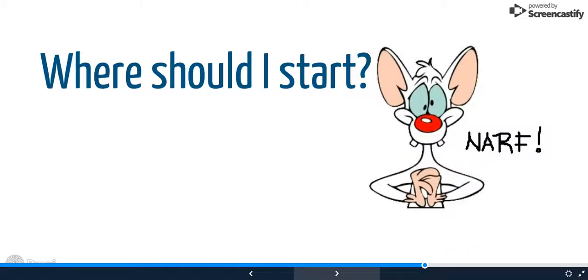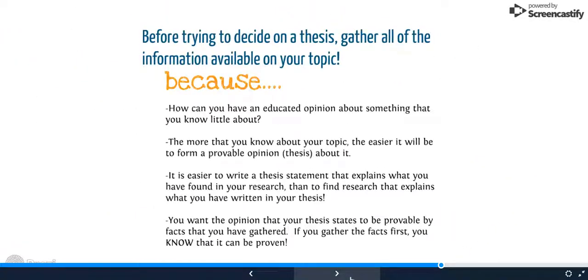So where should I get started? Before trying to decide on a thesis statement, gather all of the information available on your topic, because how can you have an educated opinion about something that you only know a little bit about? The more that you know about your topic, the easier it will be to make an actual opinion, essentially your thesis statement, about it. It's easier to write a thesis statement that explains what you have found in your research than to find research that explains your thesis topic.